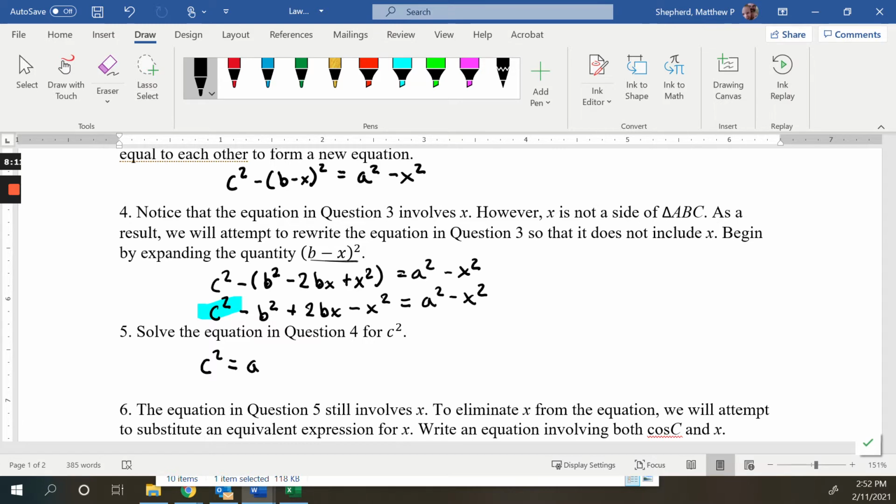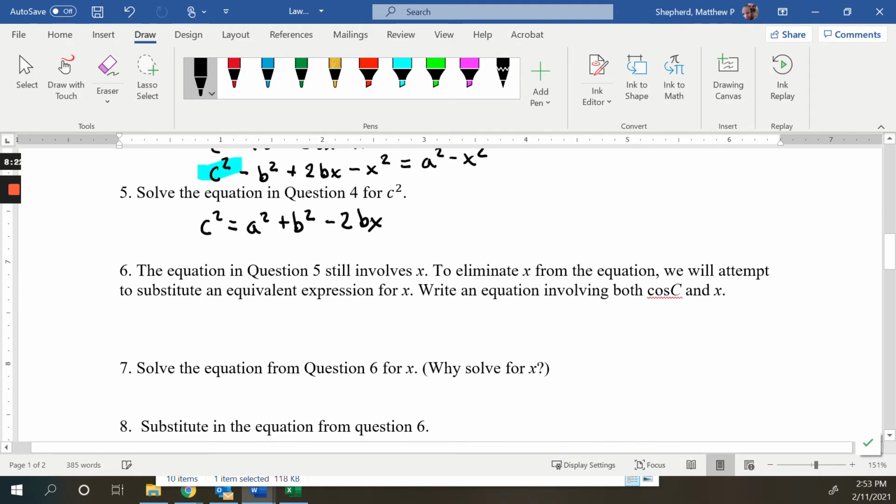So we're going to have an a squared plus b squared minus 2bx. Dang it, we still have an x. So to eliminate that x from this equation, we're going to attempt to substitute in an equivalent expression for x.